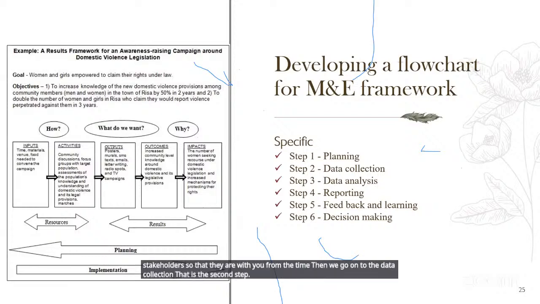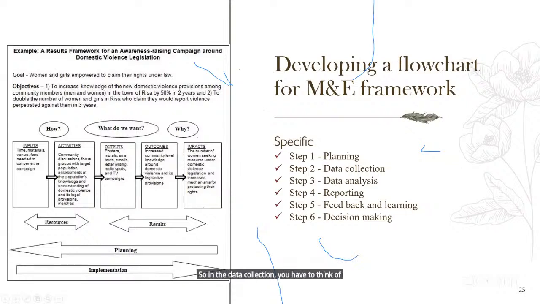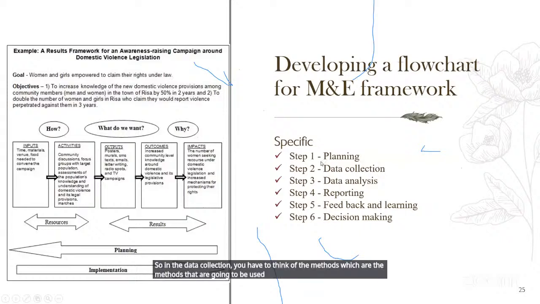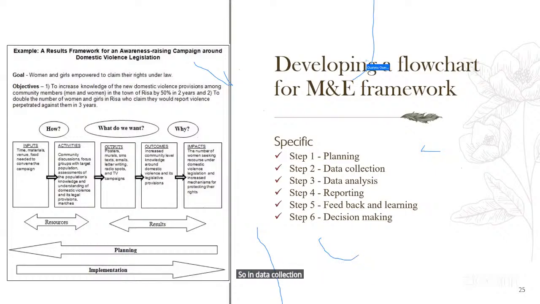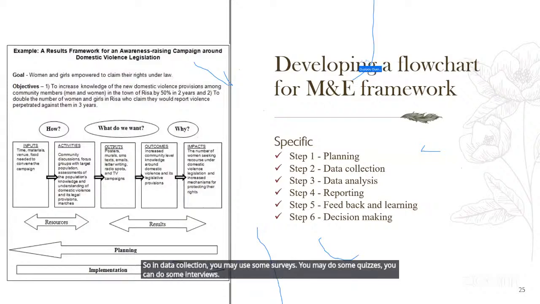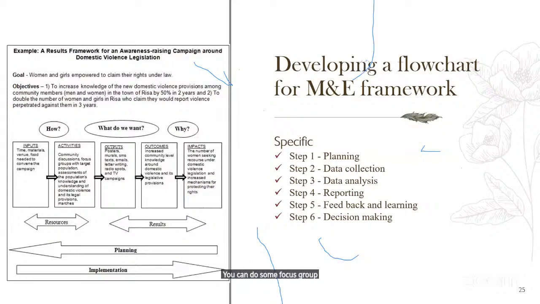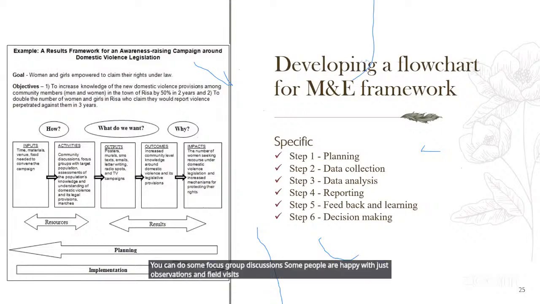So in the data collection, you have to think of the methods, which are the methods that are going to be used, the best methods that we are going to apply. And these methods can actually depend on the context of your situation. So in data collection, you may use some surveys, you may do some questionnaires, you can do some interviews, you can do some focus group discussions. Some people are happy with just observations and field visits. And some just review, they call it secondary data analysis. So you can see that there are various tools that you can use for data collection.